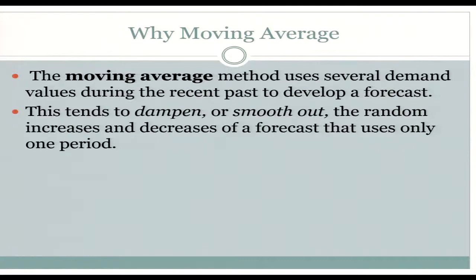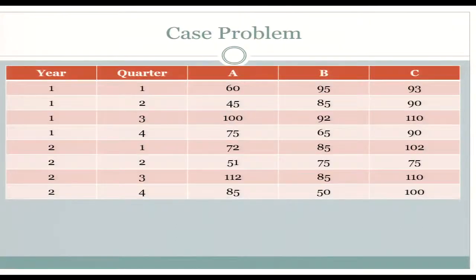And moving average smooths the data, because the data shown in the case fluctuates. So I chose to use moving average forecasting. And this is the data from the case. There are 2 years and 8 quarters of data for 3 categories of services.